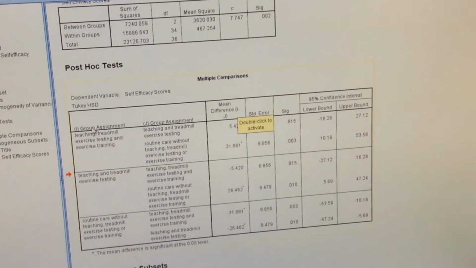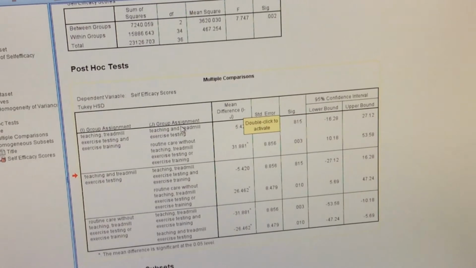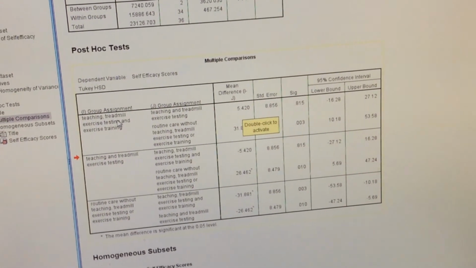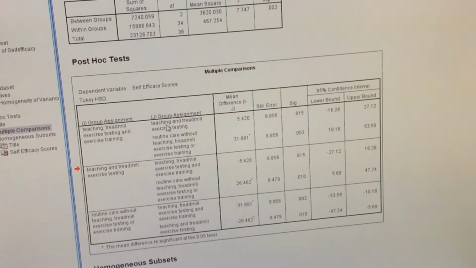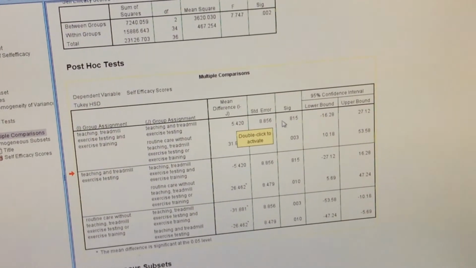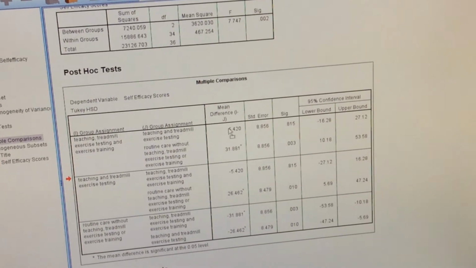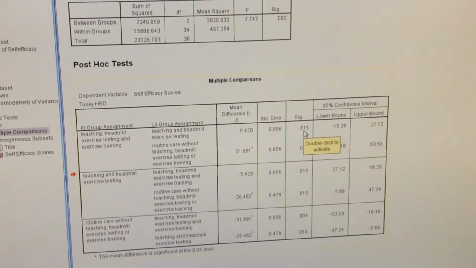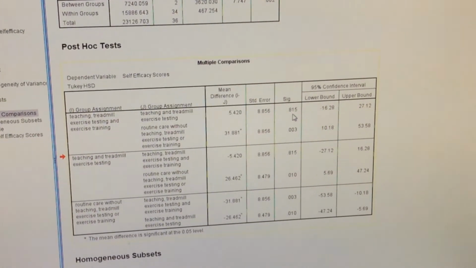So it's saying it took the mean for I and subtracted the mean from J. And we have a positive number here. So that means this mean was higher than this mean because we have a positive number based on this difference. And then if you go over to the significance section, you'll notice this difference is not statistically significant because the p-value is greater than 0.05.